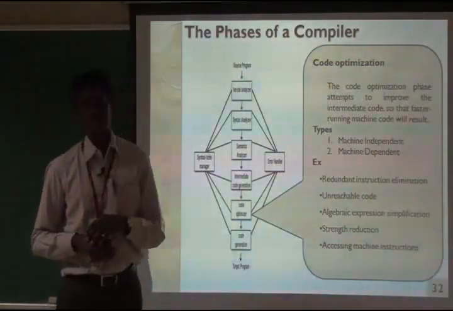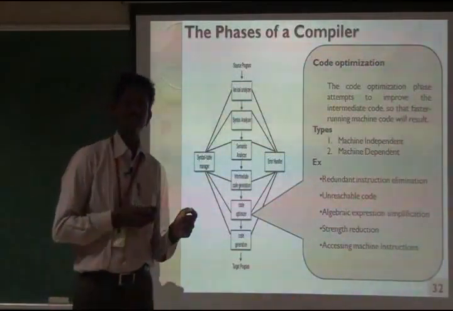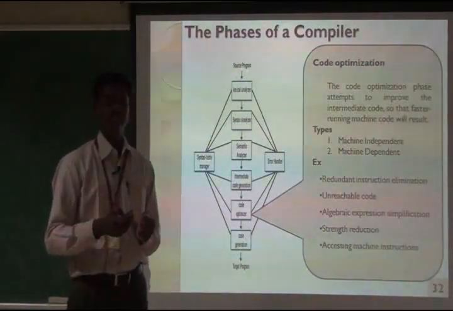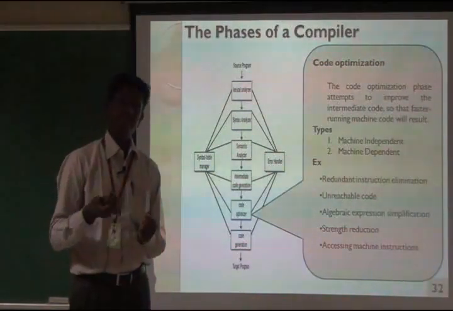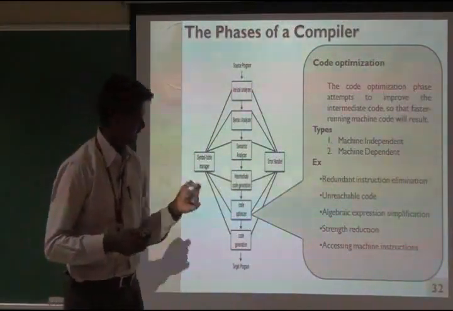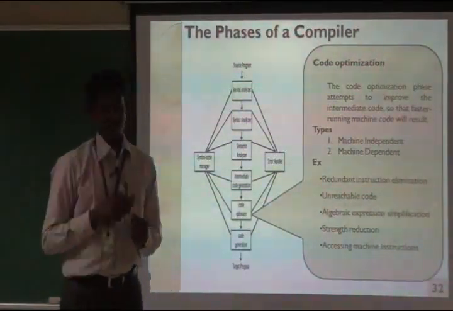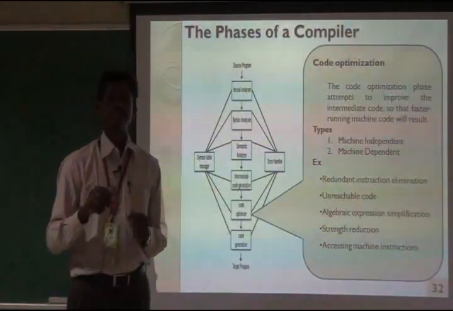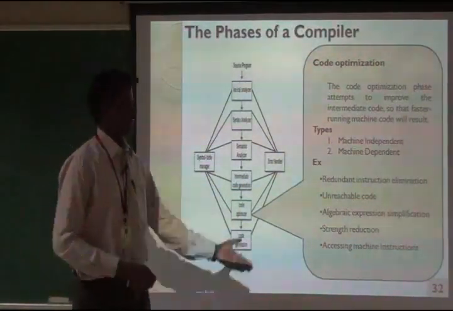Then algebraic simplification. For example, x equal to x plus 0 does not change the value of x, right? So you need not keep this statement. Similarly, x equal to x into 1 does not change it. x equal to x by 1, unnecessary. So this code may be eliminated. As for x equal to x square, our statement is x equal to x square, that may be written as x equal to x into x. By doing so, our target code may be efficient.